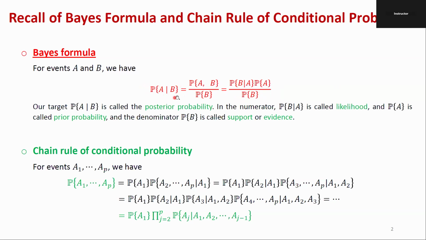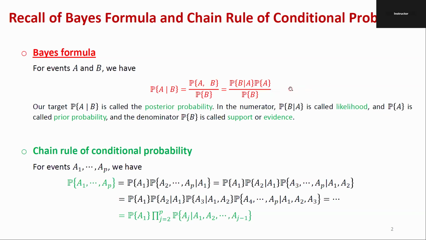Here we call P(A|B) the posterior probability. P(B|A) is the likelihood, P(A) is the prior probability, and P(B) is the support, or you can call it evidence. In many applications, since B is given, P(B) will be a constant, and hence later in the mathematical formulas P(B) will be ignored because it is a non-active constant. What we focus on the most is the likelihood P(B|A) and the prior P(A).